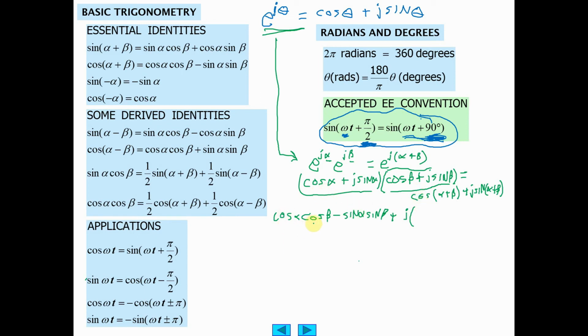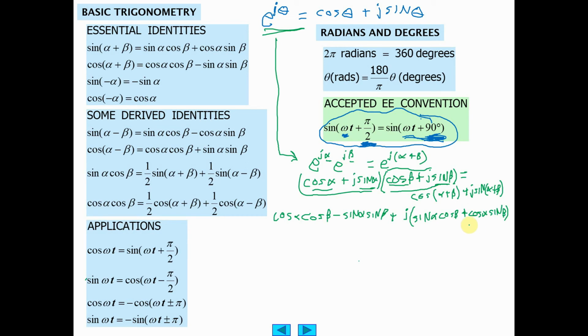So this is first, this is last. First, remember FOIL, first inner outer last. First cosine alpha cosine beta, last sine alpha sine beta. j times j is a negative 1. That's this negative sign right here. Sine alpha cosine beta plus cosine alpha sine beta.